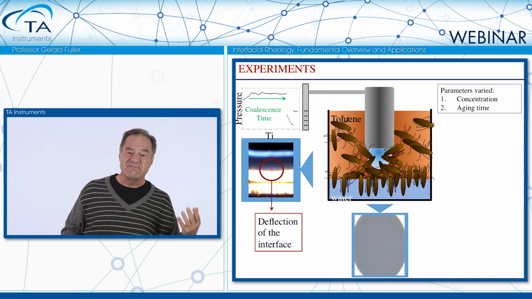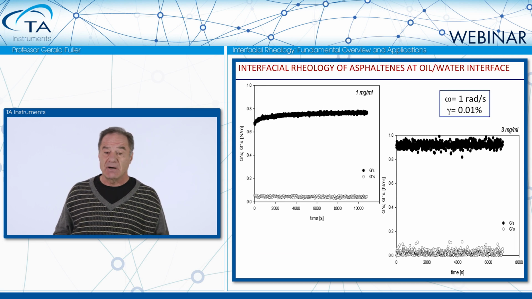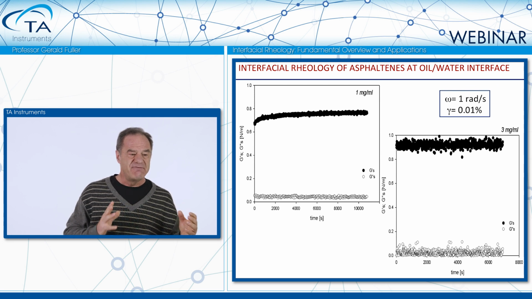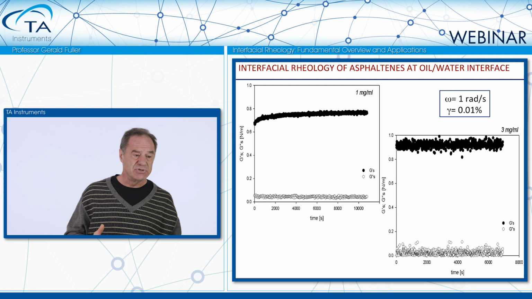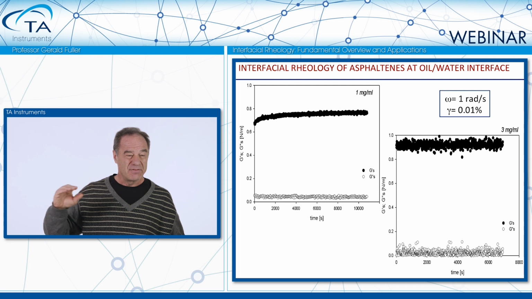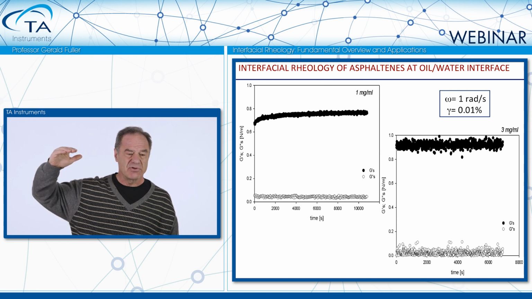But we want to measure the viscoelasticity. How is that influenced by asphaltenes? So we use our double wall ring. And you can see, in this case, this very strong viscoelasticity that's produced at the surface of toluene and water in the presence of asphaltenes. On the left, the concentration is 1 mg per mL. And you can see the dark data, those are the elastic moduli, much higher than the open circles, the viscous moduli. And likewise, at a higher concentration, those are elevated.